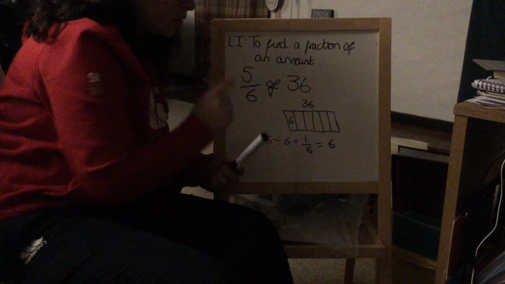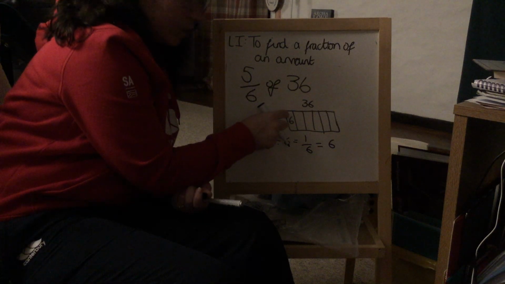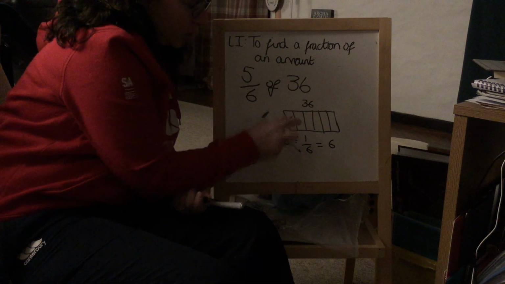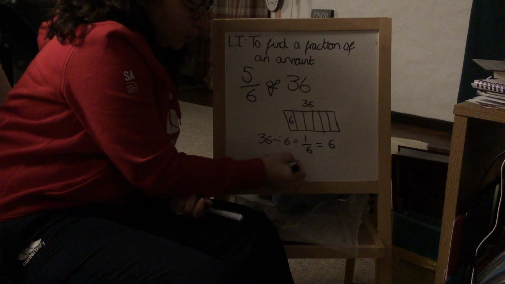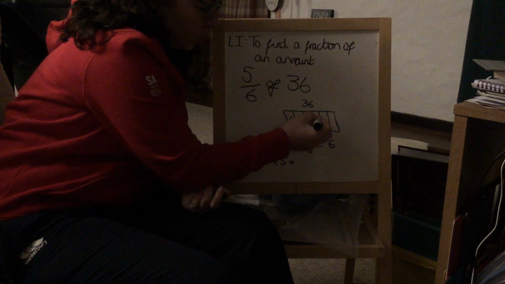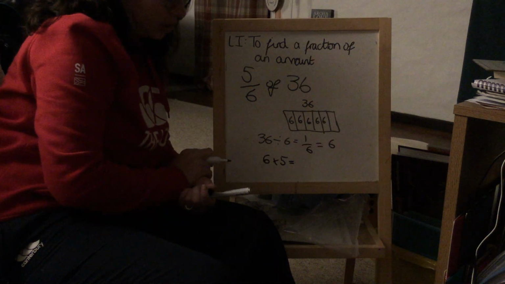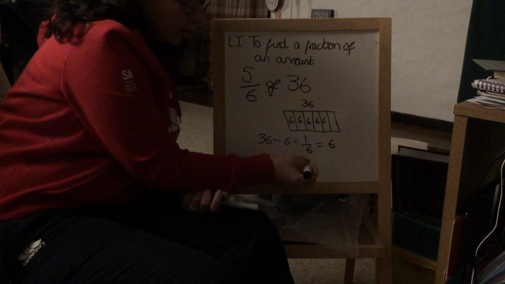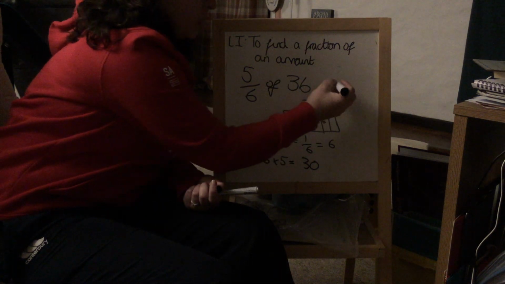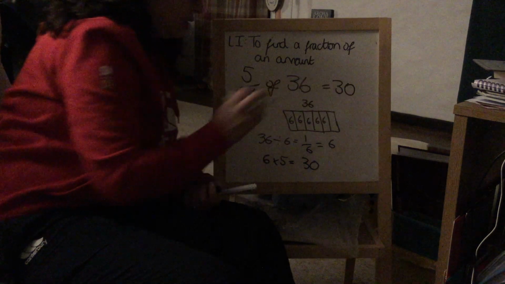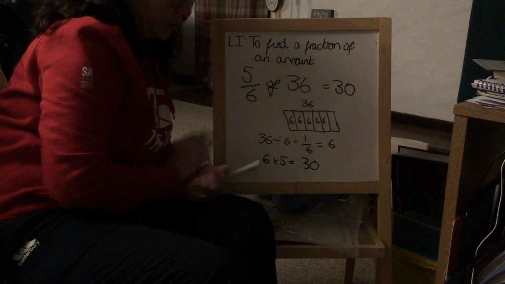And this time we want to find 5. So if this 1 is worth 6, we need to do 6 times 5. We need to have all of these to find out what 5/6 is. So 5 times 6 is 30. So the answer up here is 30. 5/6 of 36 equals 30.